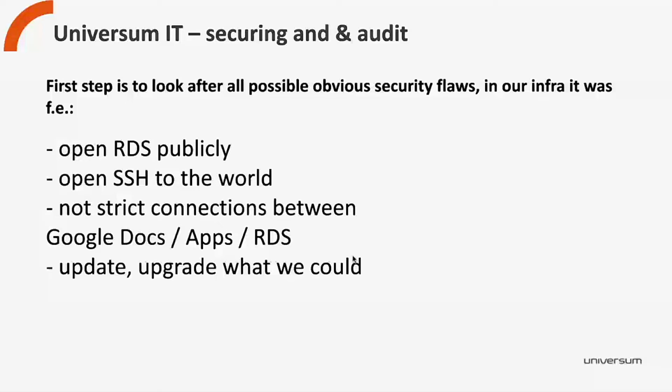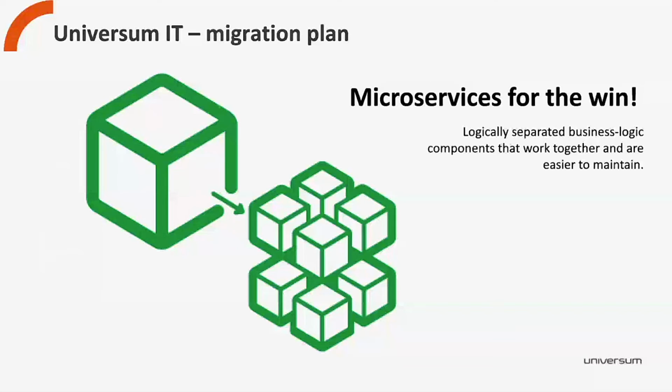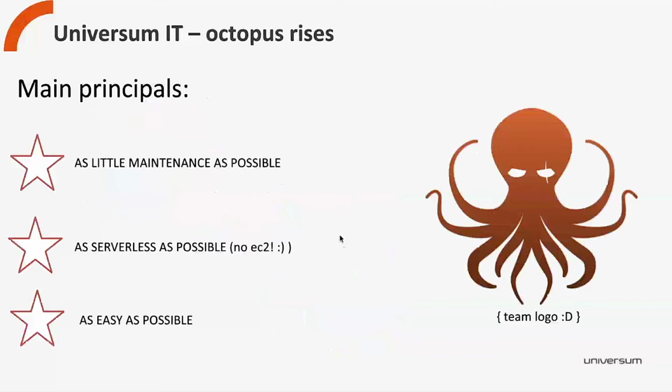We've basically done microservice architecture, which is, instead of a monolith application, we've separated it into several small business logic components that work together and are easier to maintain. One team of developers can maintain one of these squares or two, depending on the needs, and then just deploy only one part of it instead of deploying the whole thing every time. So the main principle of ours is as little maintenance as possible, as serverless as possible.